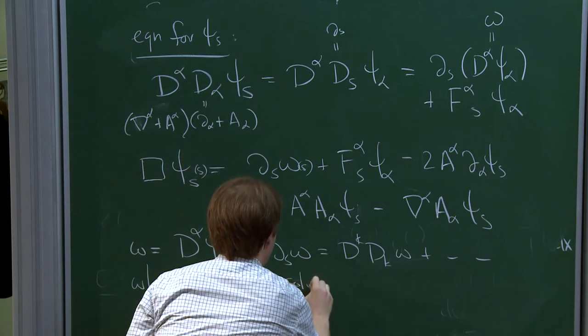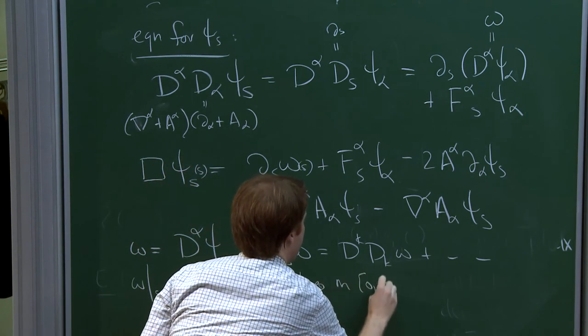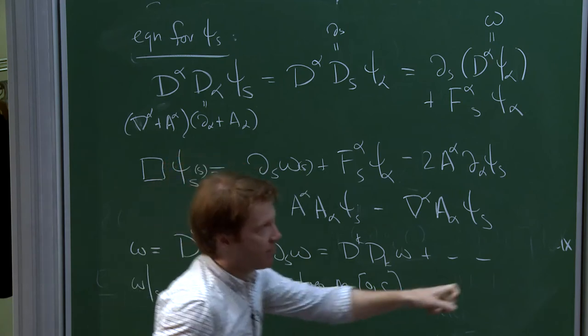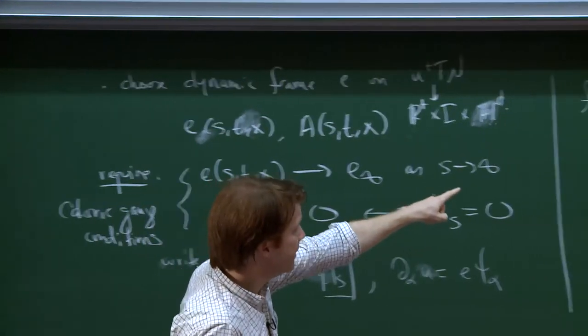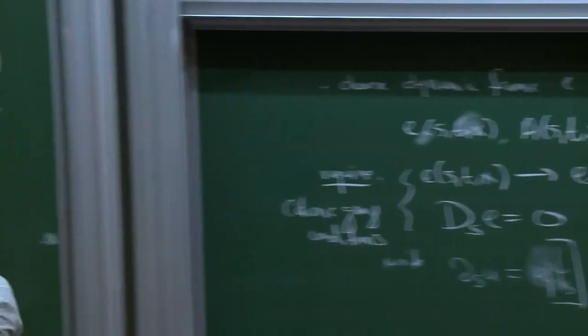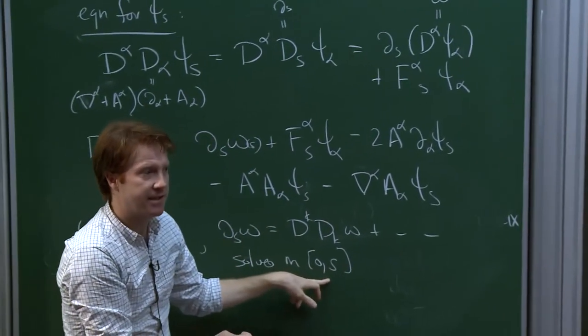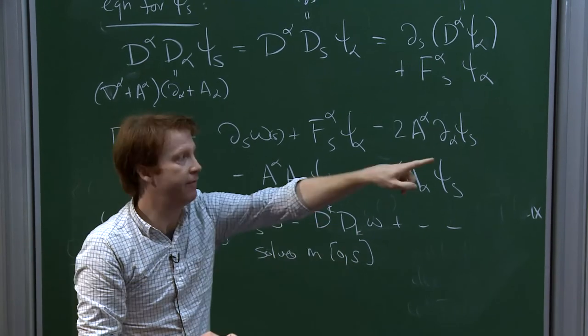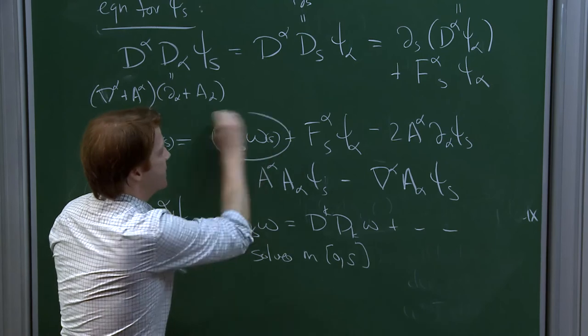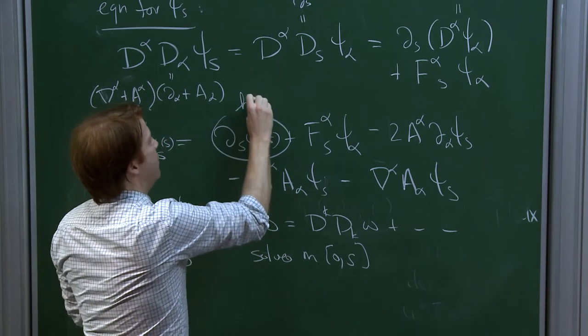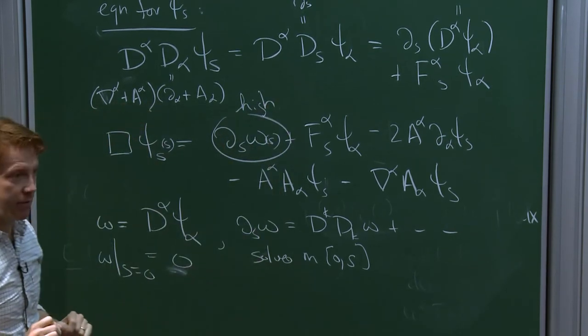So solve on zero to s. And remember, with our analogy to the linear heat flow, this is the s time between zero and s. This is like the high frequency part of the function f. Okay, so W knows the high frequencies of the initial map U. So it arises from the high frequencies.